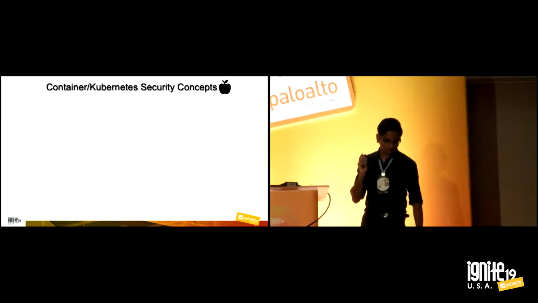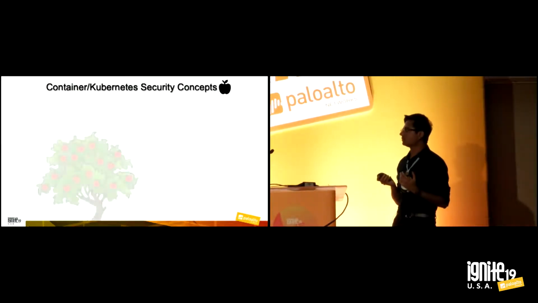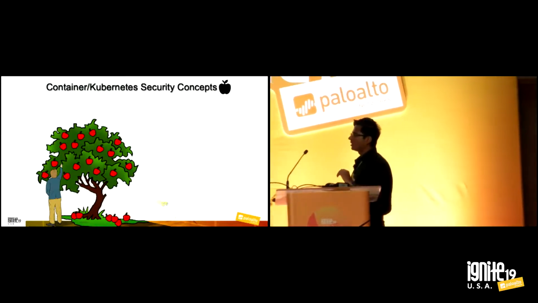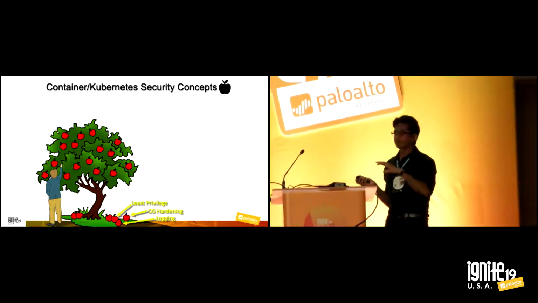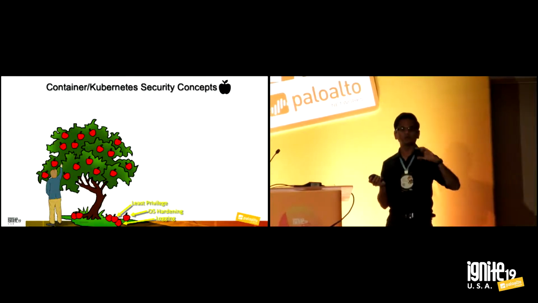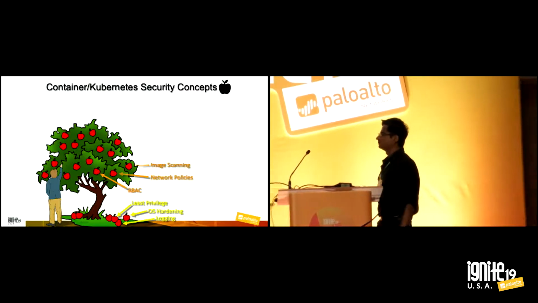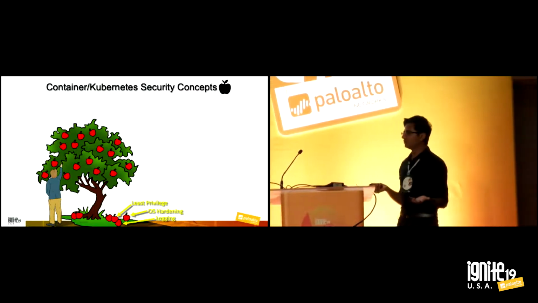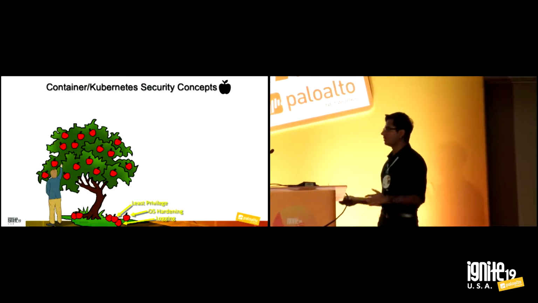OK, so Kubernetes itself has a lot of security concepts. There's a lot of things built into it for security. I just want to mention a couple of those. We'll talk about some of the low-hanging fruits that you should do for your Kubernetes security. So the first one is using least privilege, OS hardening, and logging. I'll talk about specific examples of these.